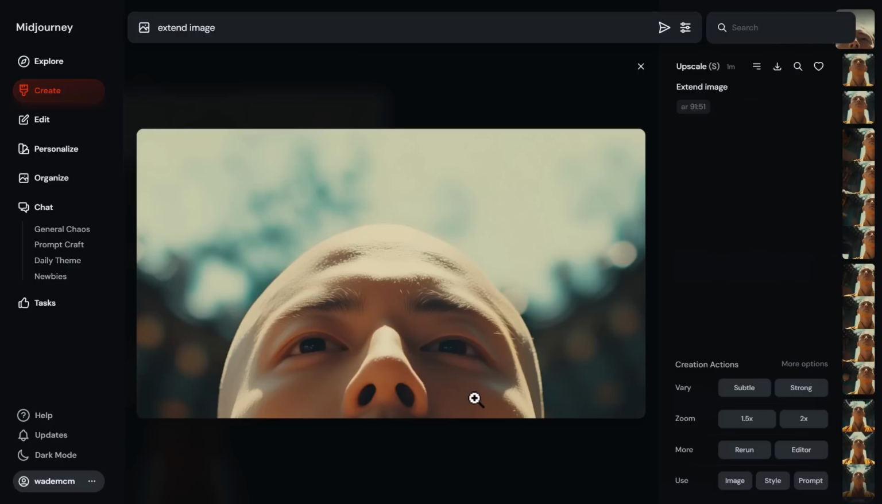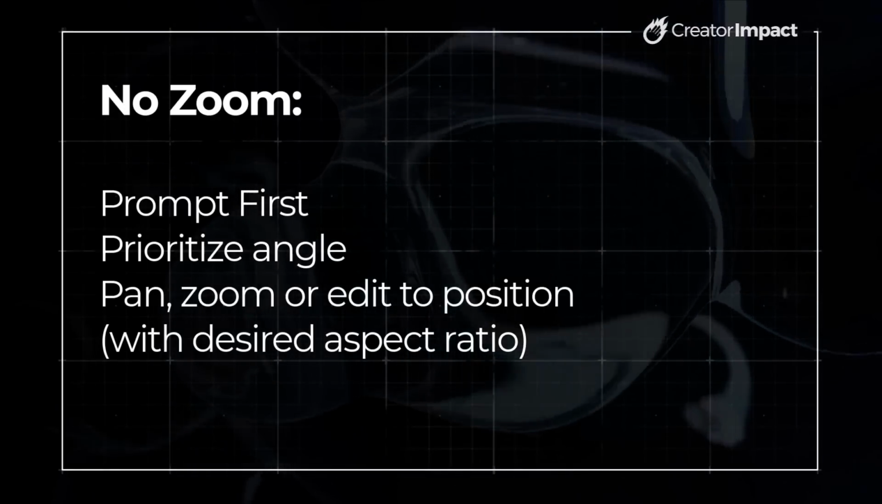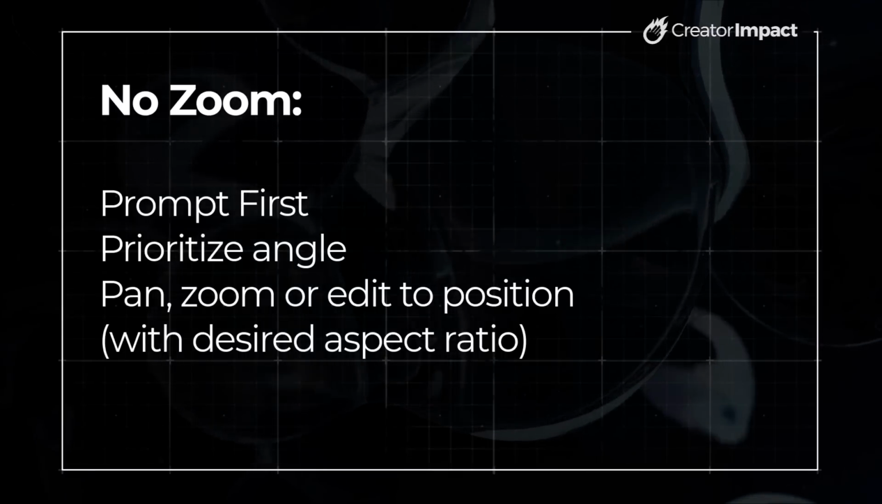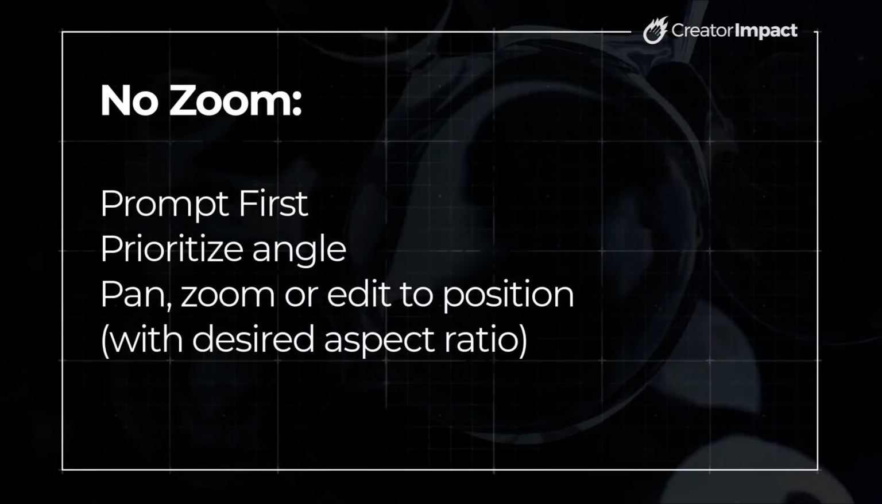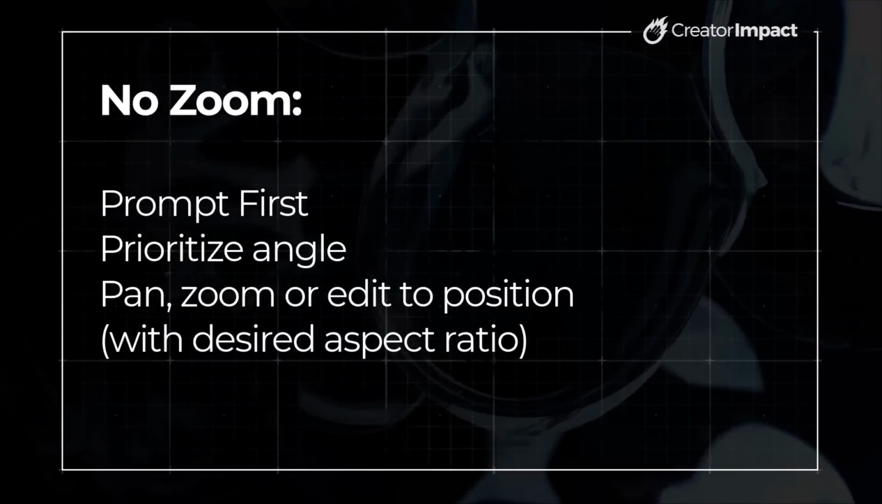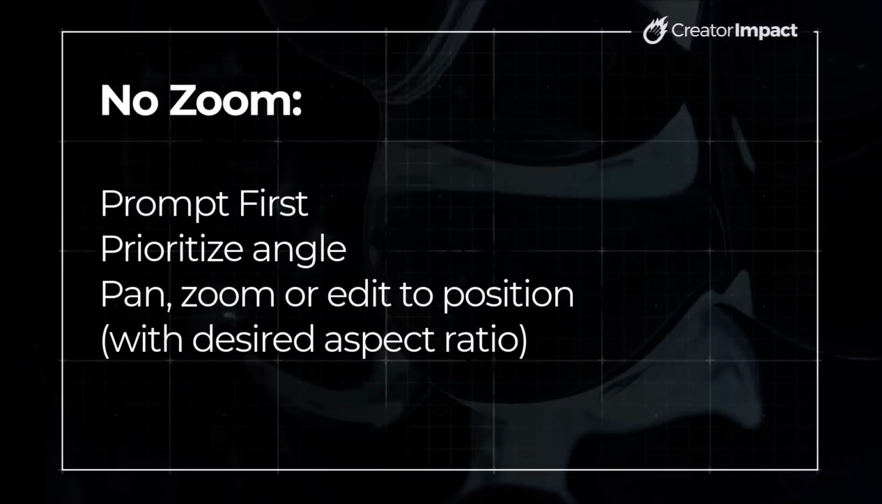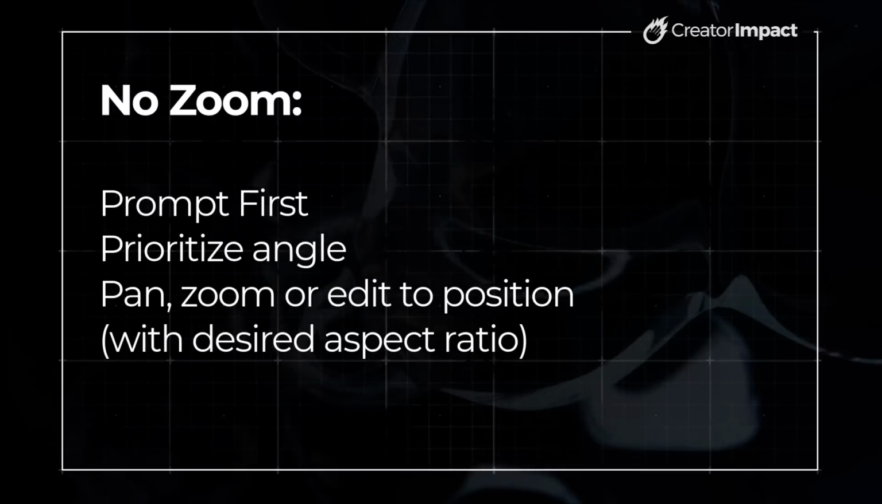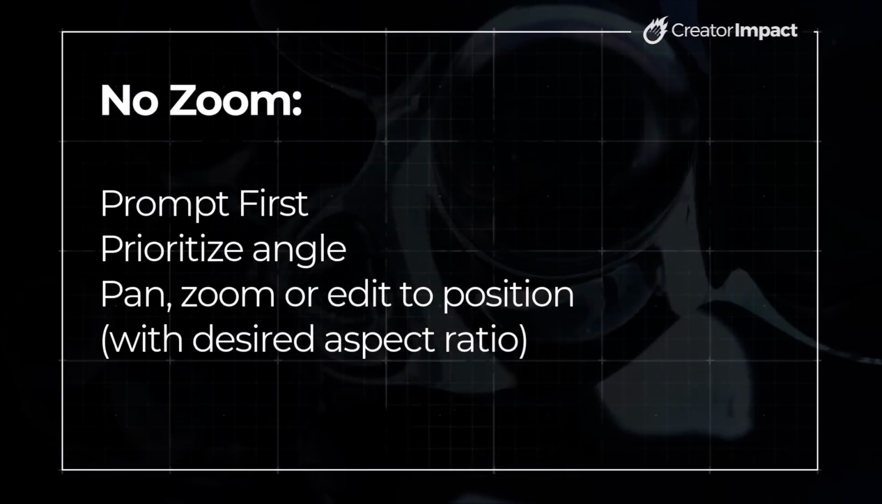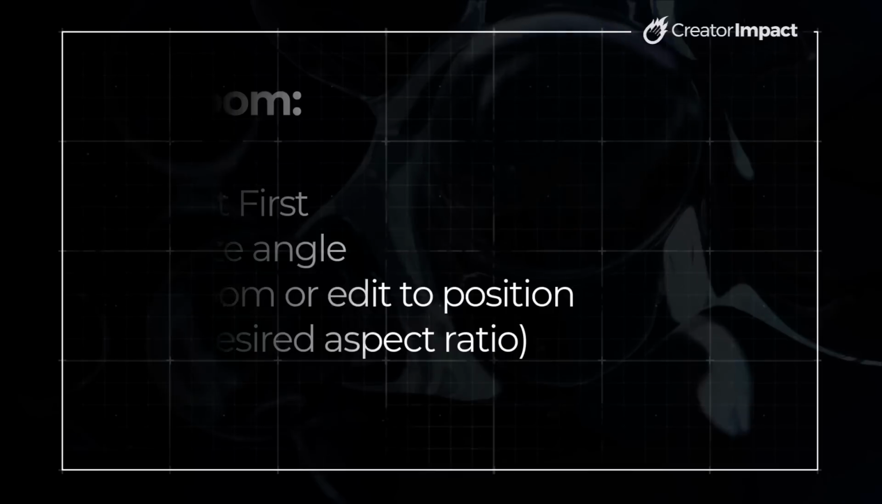And if I can crop and upload, I can control the zoom in factor of the image. So there are some phrases that I want to share with you in a minute that will help you to get the right layout or angle, but let's just cover the steps. If we don't need to zoom in, all we need to do is simply prompt for our image, prioritize the angle of the shot. Once we have it, we can use pan or zoom, or go into the editor to position our image or subject where we want it within the aspect ratio, and then we just extend the image to fill in what's left.